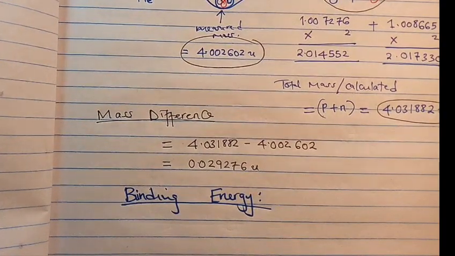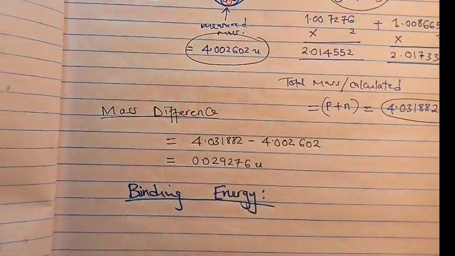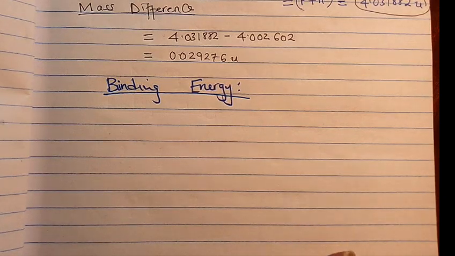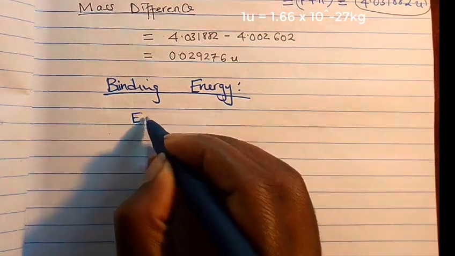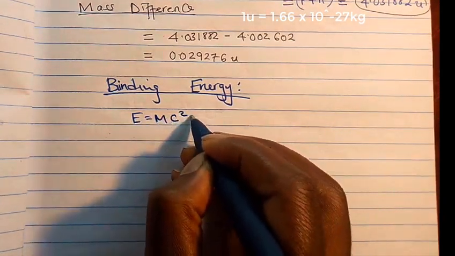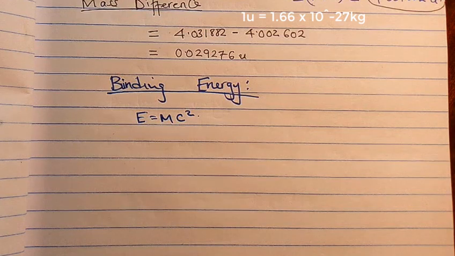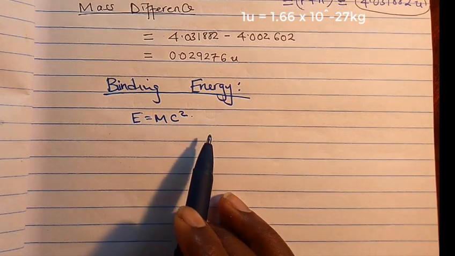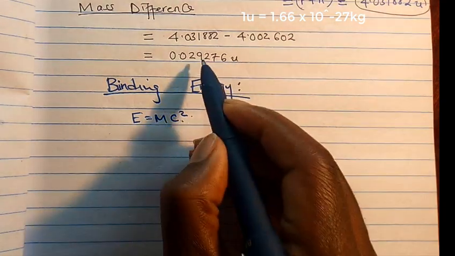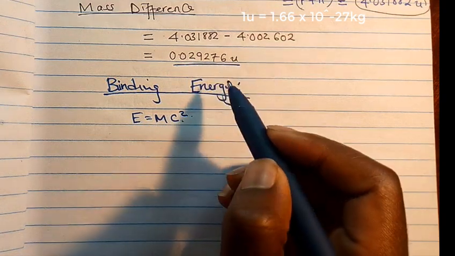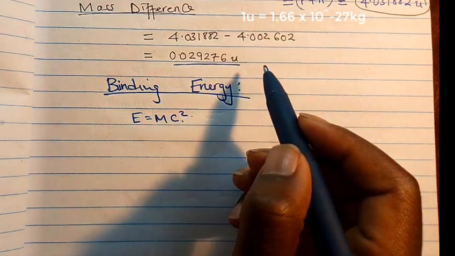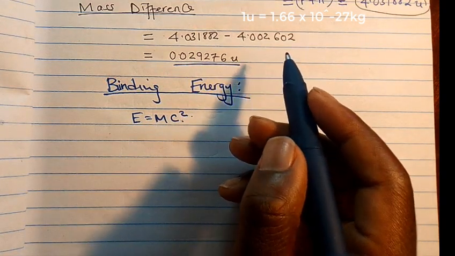To find the binding energy, we need to use Einstein's energy-mass relationship formula, that is E equals mc squared. Before we use this formula, we first need to get this value and convert it into kilograms, the basic SI unit for mass.